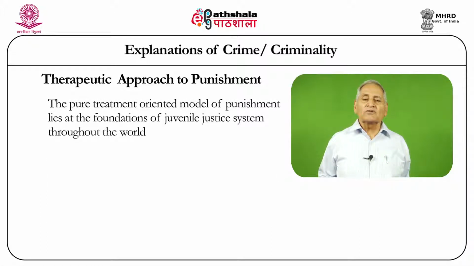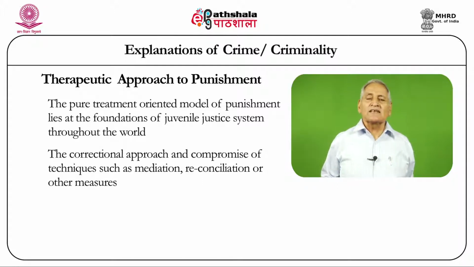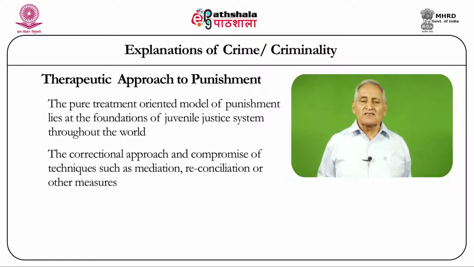Fourth, a pure treatment-oriented model of punishment lies at the foundation of the juvenile justice system throughout the world. And the fifth component of the therapeutic approach is the correctional approach, and a compromise of techniques such as mediation or reconciliation, etc., has evolved from the therapeutic approach itself. Therefore, the therapeutic approach has a lot more possibilities and a lot more unexhausted implications. Now we come to the conclusion.